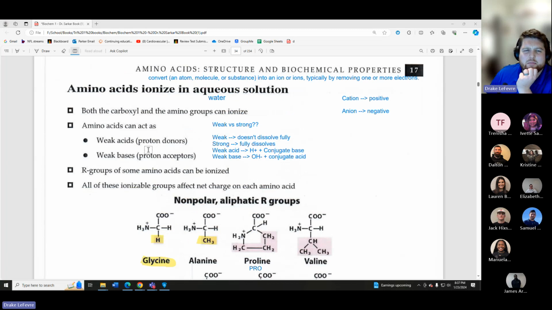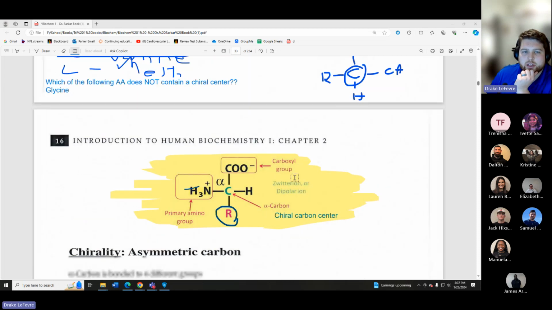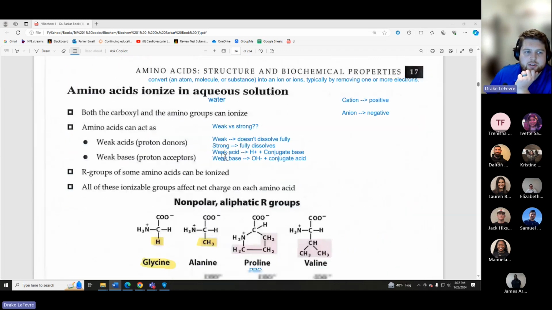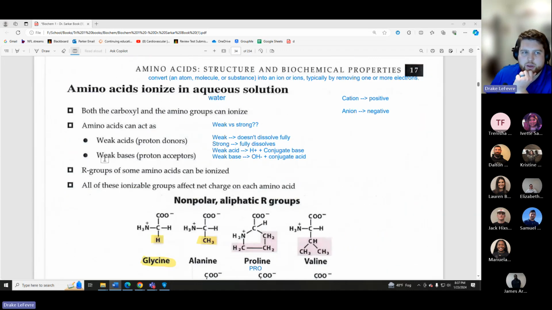This is kind of tying it back to this. So amino acids can act as weak acids or weak bases. Again, because we look at a carboxyl group, C double bond O, and H3N, it can either donate hydrogens from here or it can accept hydrogens as well. That's why it can act as a weak acid or a weak base.